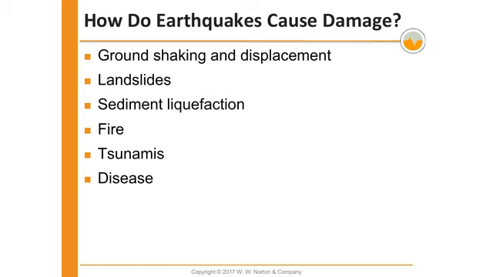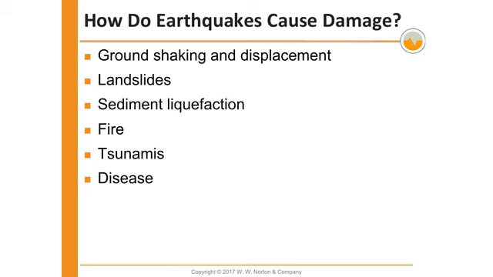Alright, let's look at the different ways earthquakes can cause damage, as listed on the slide. First, we have ground shaking and displacement, the most immediate earthquake effect, involving ground vibration, leading to buildings and structures collapsing. Next, landslides can be triggered by the shaking, causing significant damage to infrastructure and posing life threats. Sediment liquefaction is another consequence. Intense shaking can temporarily cause water-saturated soils to lose strength, behaving like a liquid, leading to sinking or tilting structures.